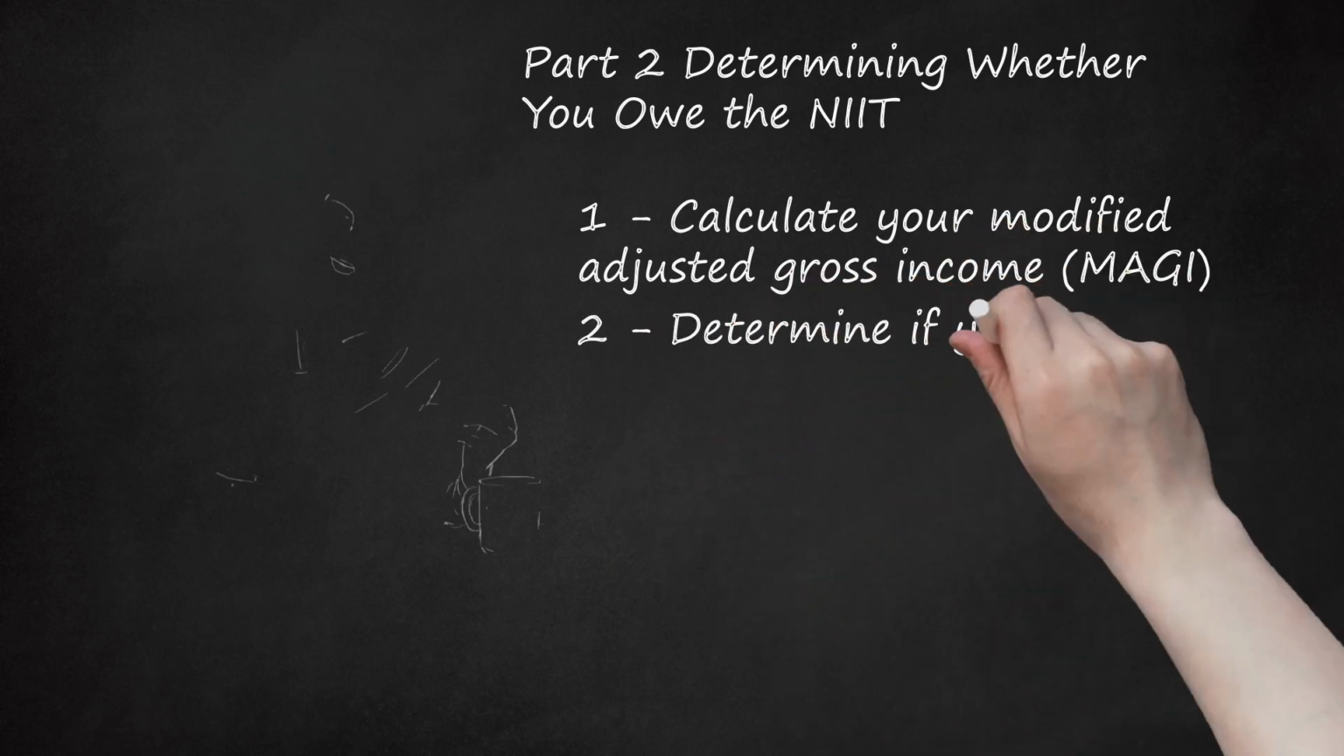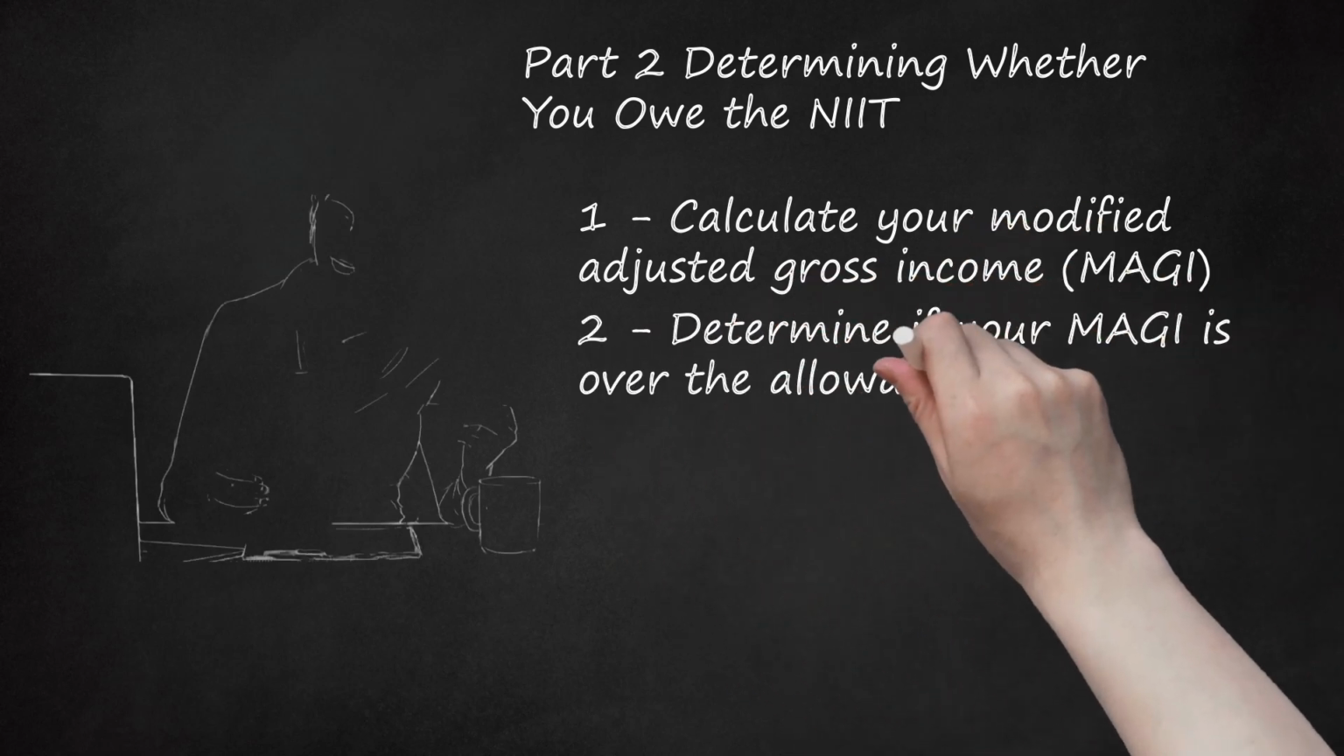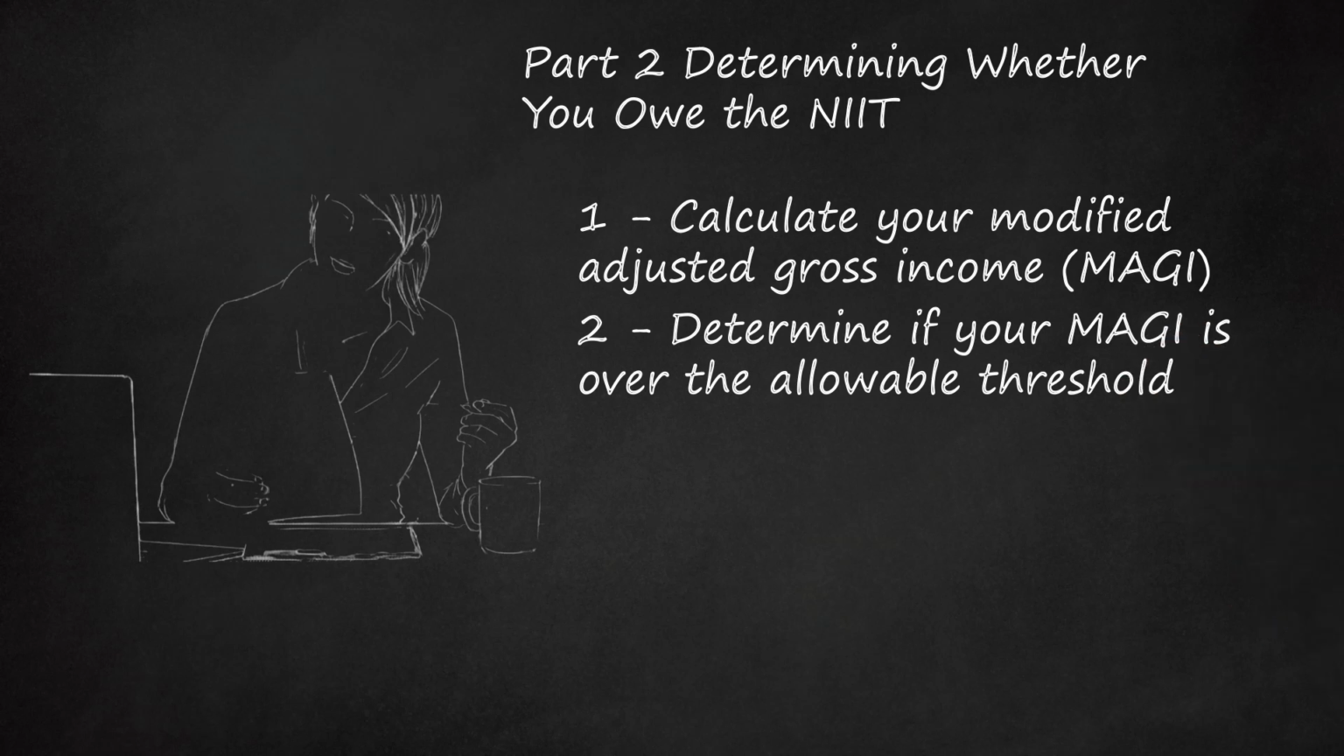2. Determine if your MAGI is over the allowable threshold. Once you calculate your MAGI, you will have to compare it to the threshold set by the IRS. If your MAGI exceeds the applicable threshold, and you have net investment income, you will be subject to the NIIT.